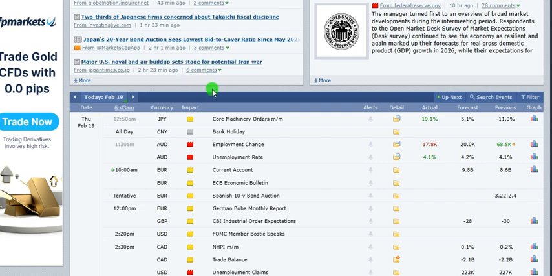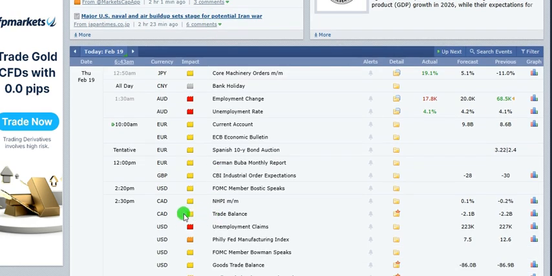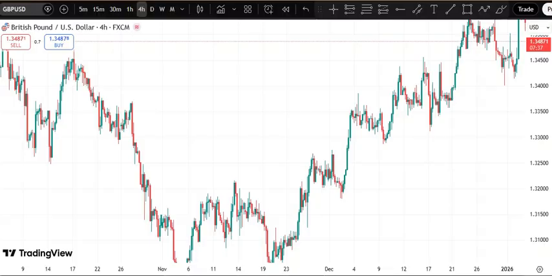That said, let's go straight into the technical aspect. That means by 2:30, that's when we'll be expecting the fundamentals. All right, so let's check out what to expect on the technical aspect. Now, pound dollar.